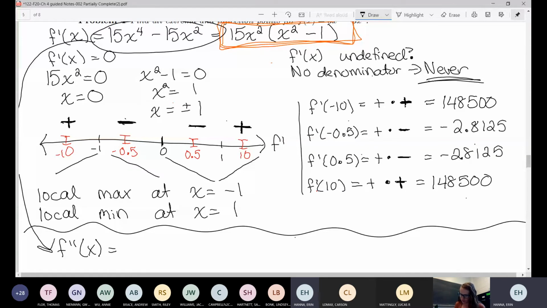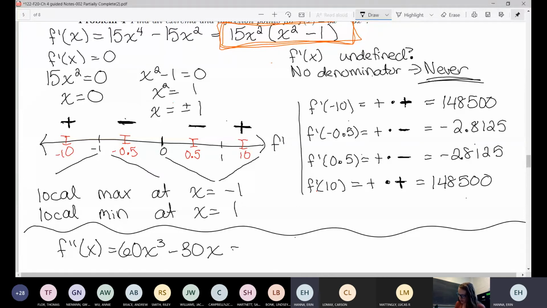So we would get 15 times 4 gives us 60x cubed minus 30x. Once again, I personally suggest factoring out whatever you can. So they both have a 30x in common, which will give you 2x squared minus 1.